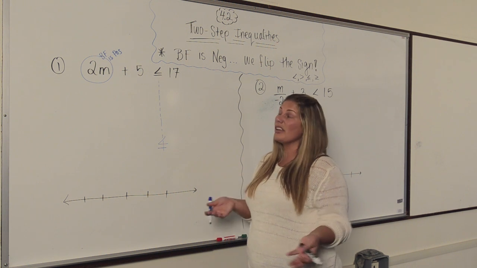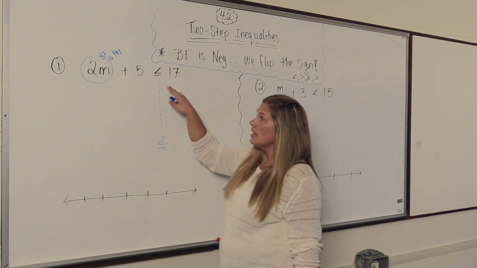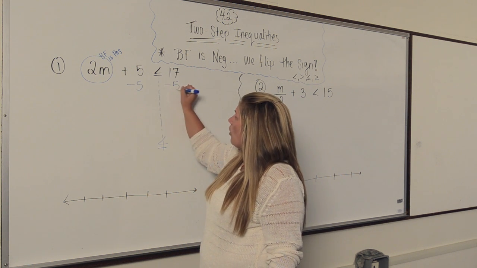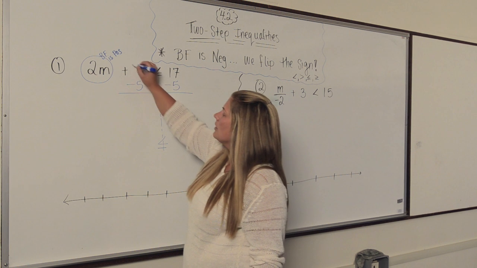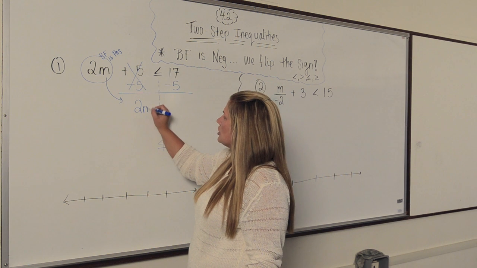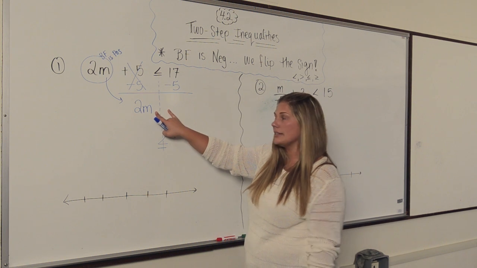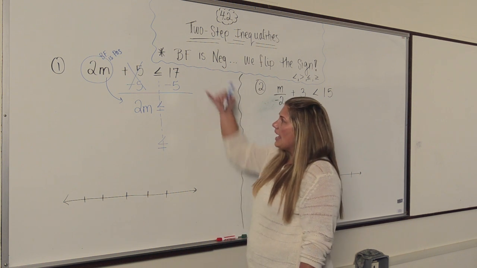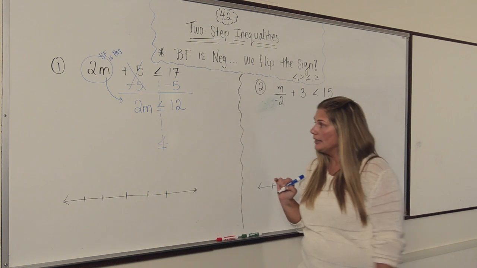And now I can just solve like a normal equation, except I have an inequality sign. To get rid of a plus 5, I subtract 5. What I do to one side, I have to do the same thing to the other one. So these 5s are going to cancel out. And on the left side, I still have 2m. On my line, instead of having an equal sign, now remember we bring down our inequality sign. And 17 minus 5, I just get 12.